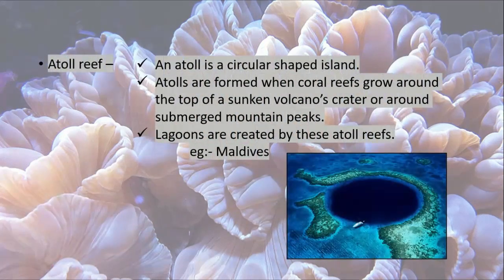Then atoll reef. An atoll is a circular-shaped island. Atolls are formed when coral reefs grow around the top of a sunken volcano's crater or around submerged mountain peaks. Lagoons are created by these atoll reefs. For example, Maldives.